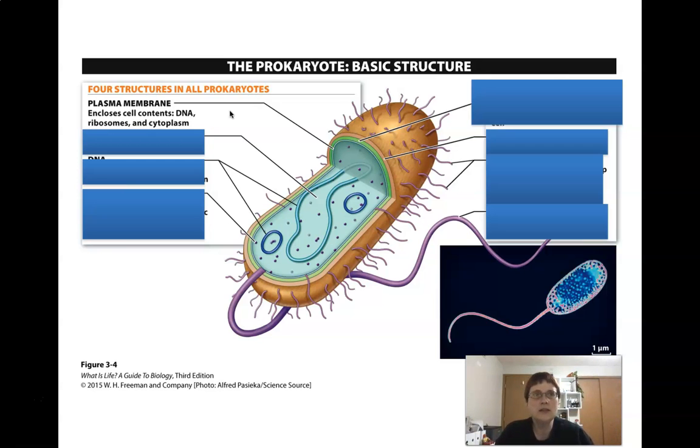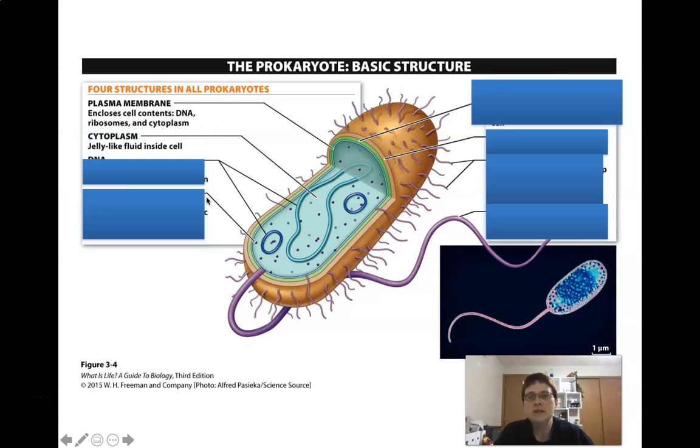And in some ways, it kind of works like a Ziploc bag. It's zip closed, but some stuff can leak through it. So all of them have a plasma membrane, or you might see it listed as a cell membrane.